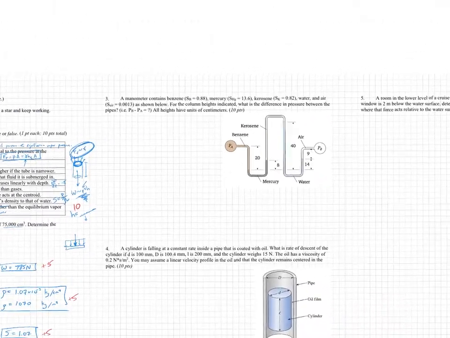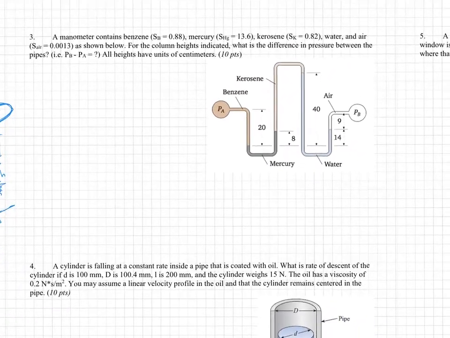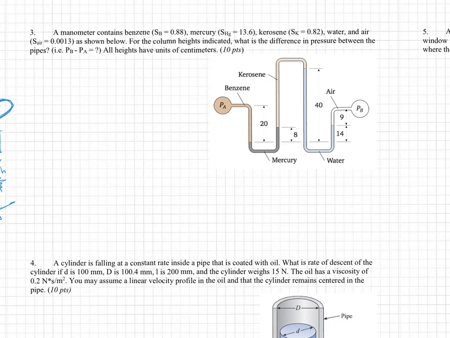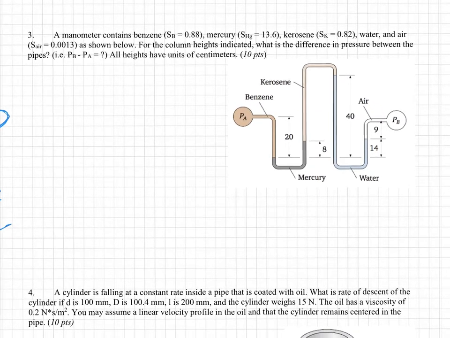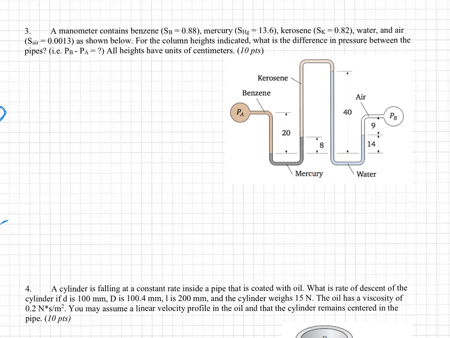All right, let's go over here, and we'll do this manometer problem. I love manometer problems. They always show up, always. Okay. The manometer contains benzene, mercury, kerosene, water, and air, as shown below. Okay, so for the column heights indicated, what is the difference in pressure between the pipes? Okay, so PB and PA.